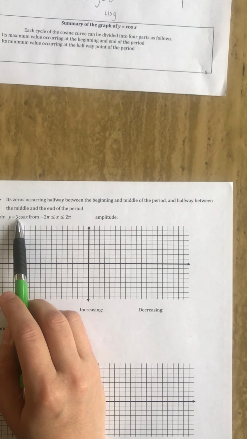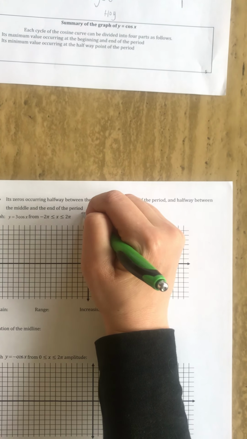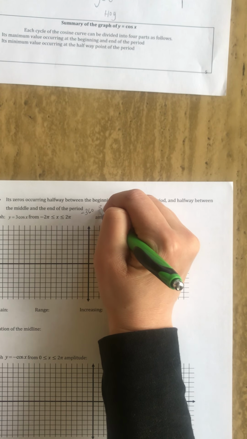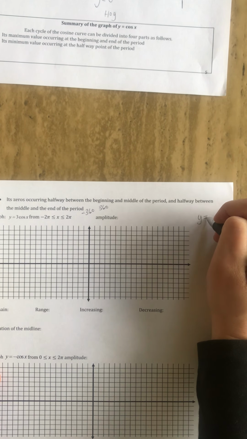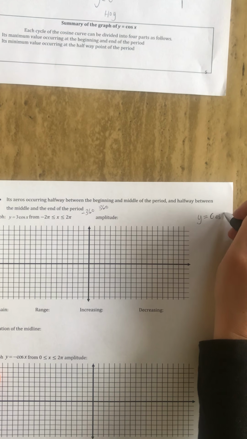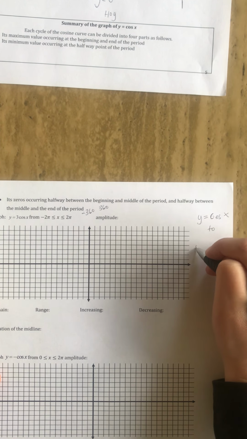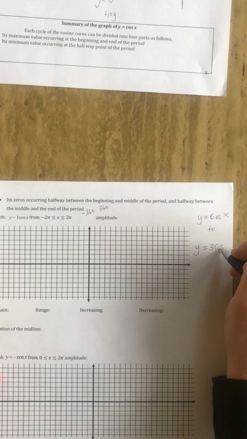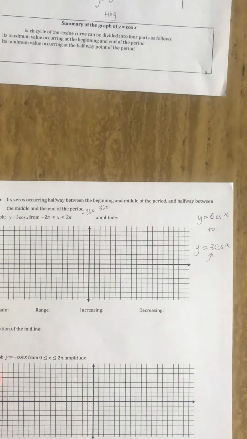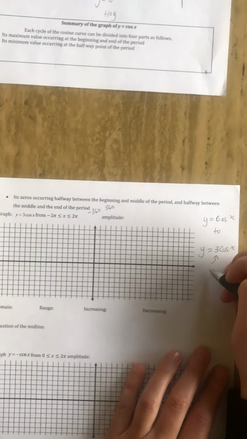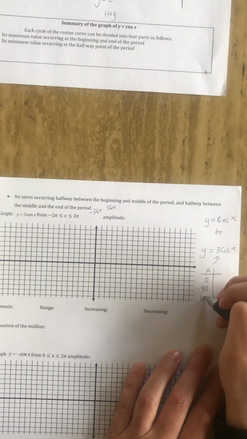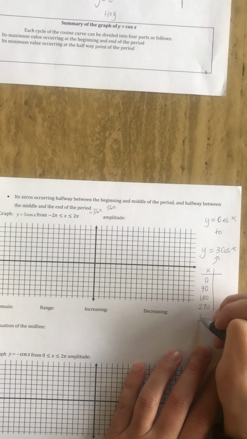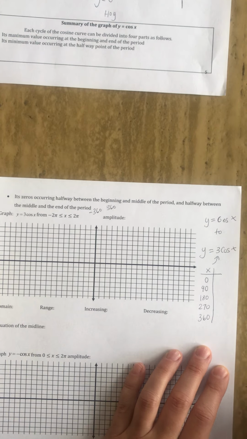We have y equals 3 cosine x from negative 360 to positive 360. The only thing that changes from y equals cosine x to y equals 3 cosine x would be the amplitude. Okay, so we're going to go ahead and create our x values. We always start at 0, 90, 180, 270 to 360.